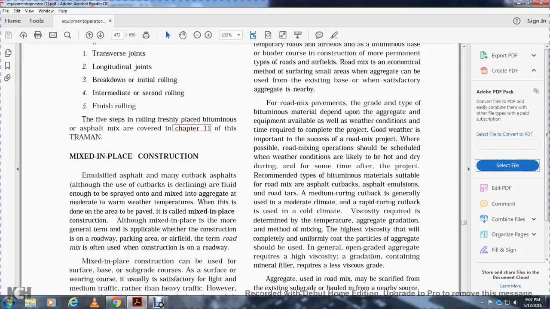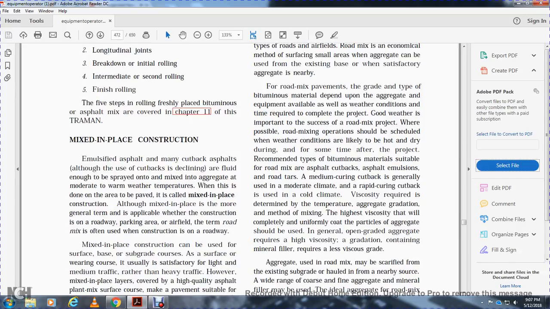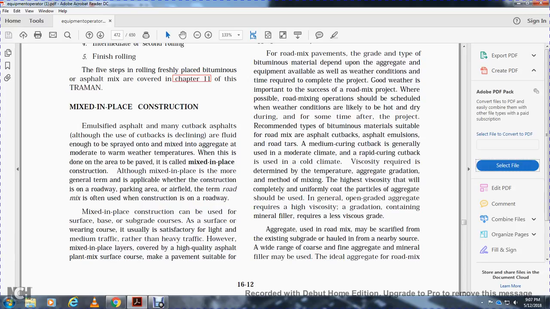Recommended types of bituminous material suitable for road mix: asphalt, cutback, solid asphalt, and road tars. Medium curing cutback is generally used in moderate climates, and rapid curing cutback in cold climates. Viscosity required depends on the aggregate temperature and aggregate gradation. Method of mixing: high viscosity will complete a uniform coat of the particles. Open graded aggregate requires high viscosity. Gradation containing minor mineral filler requires a lower viscosity grade.